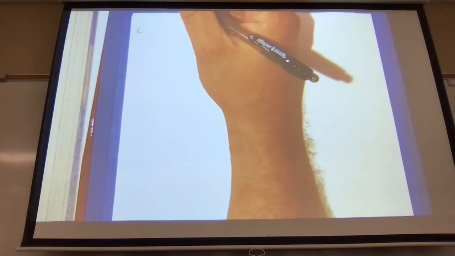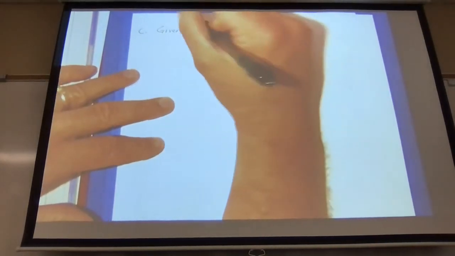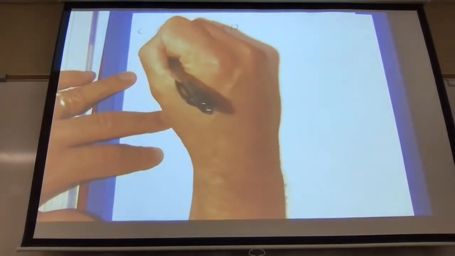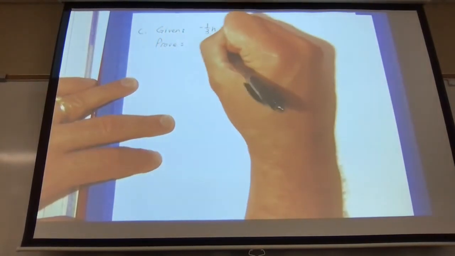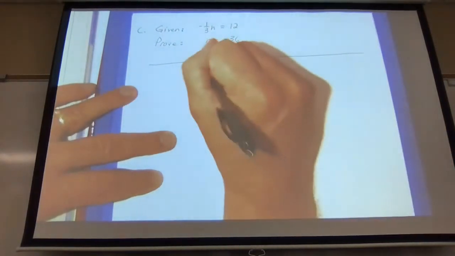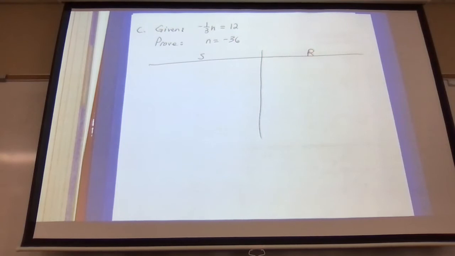We'll call this letter C. This time we're going to be given that negative 1/3 n is equal to 12. And we're going to prove that n equals negative 36. Once again, I'll put statements on the left, reasons on the right. And this one's going to be a real short proof.